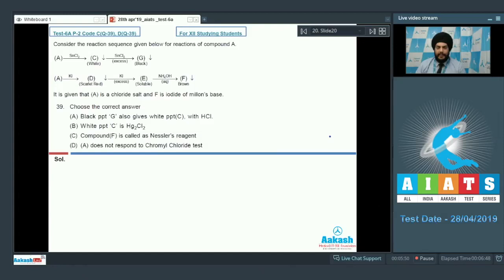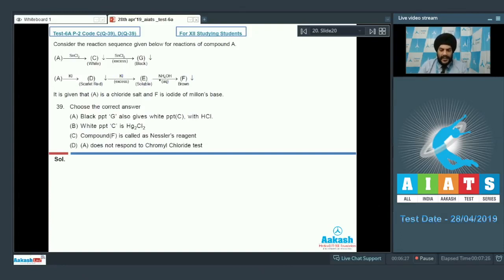Let us look at the next paragraph given for question number 39 and question number 40. So we have been given a reaction sequence. A is first allowed to react with SnCl2 and it forms a white precipitate C. The white precipitate C is further allowed to react with excess of SnCl2 and it forms a black colored precipitate. The same compound A, when reacted with KI, gives a scarlet red precipitate, which is allowed to react with excess of KI, and it becomes soluble.